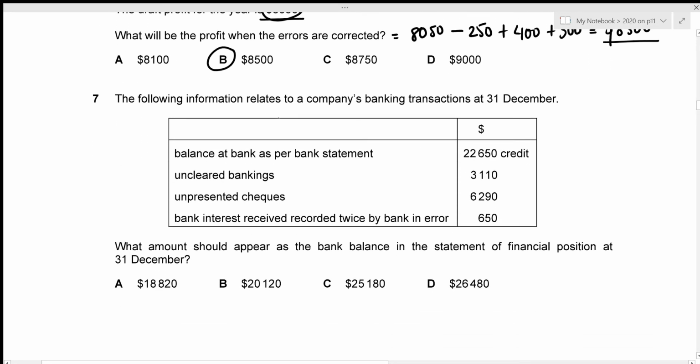The following information relates to a company's banking transactions at 31st December. We are given the balance at bank as per the bank statement. And we're given uncleared bankings, unpresented checks, and bank interest received recorded twice by bank in error. Now we just need to figure out the amount that should appear as the bank balance in the statement of financial position at 31st December. Okay, since we are given the balance at bank as per the bank statement, I'm just going to rectify all of these in the bank statement as well.